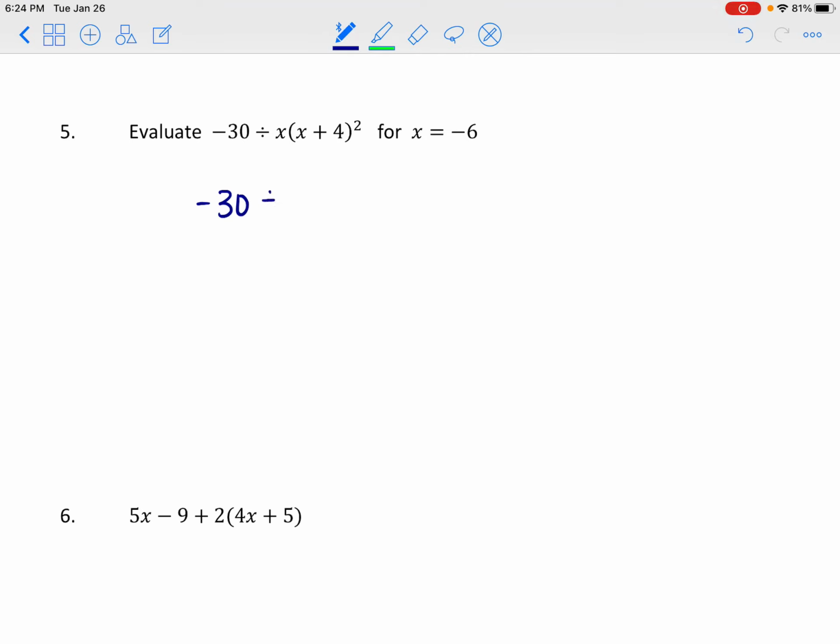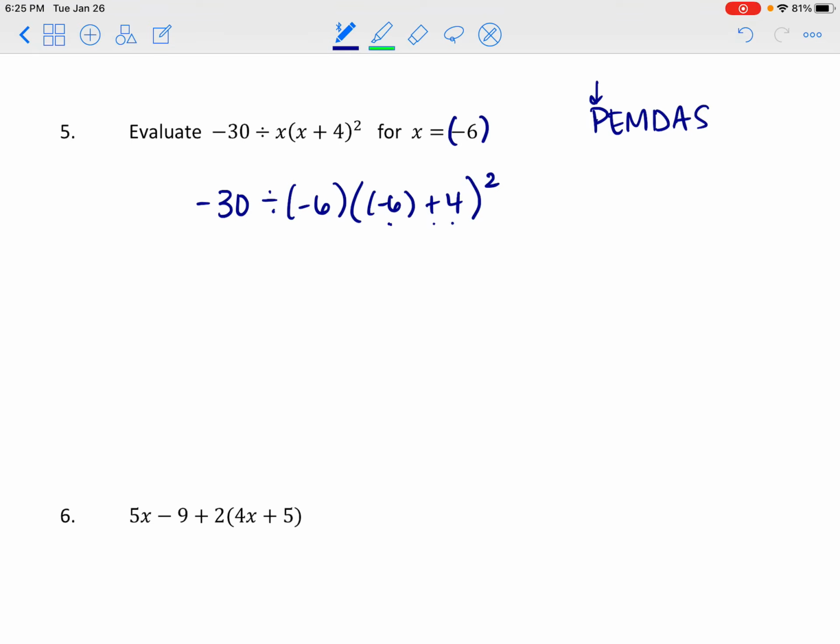I'm going to plug it in and figure out what I get. So negative 30 divided by, I'm going to put in negative 6 for that x, and negative 6 for the other x, plus 4, and then that's going to be squared. Now it's good practice to use parentheses when you replace. So now I have parentheses all over this problem. Now, inside of my innermost parentheses first, right? Use my grouping symbols. Go here first. So this is going to be a negative 6 and a positive 4.